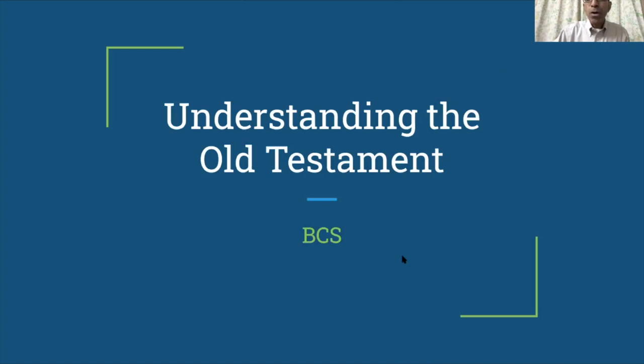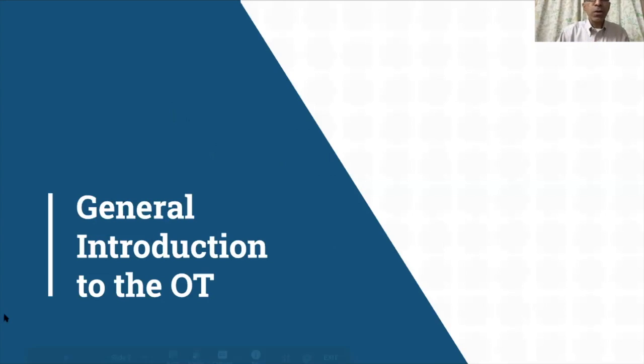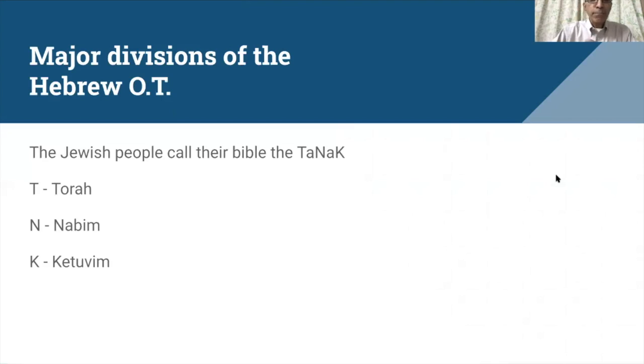Okay? All right. So first, we are looking at a general introduction to the Old Testament. More broad and general factors regarding the Old Testament. First, it's the major divisions of the Hebrew Old Testament. The Jewish people call the Bible the Tanakh. Tanakh is short for TNK: Torah, Nevi'im, and Ketuvim. Torah, Nevi'im, and Ketuvim.